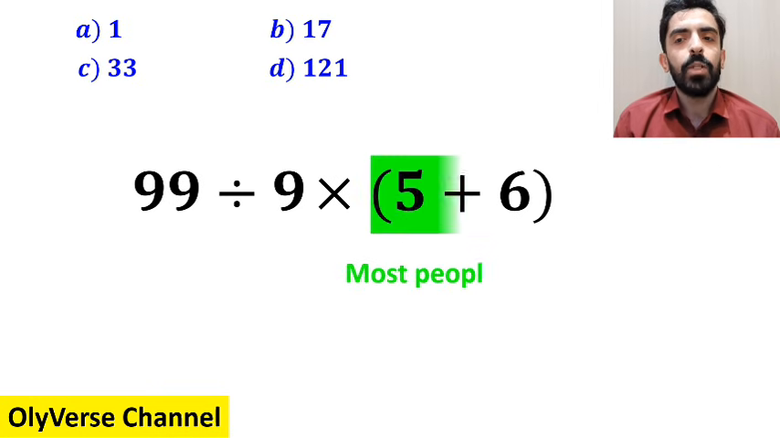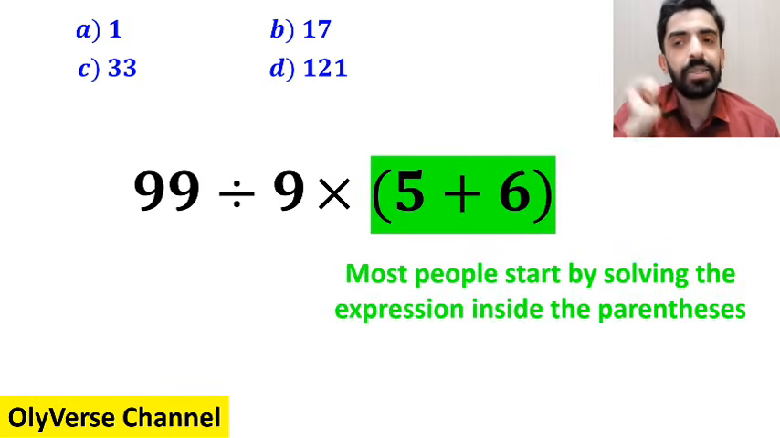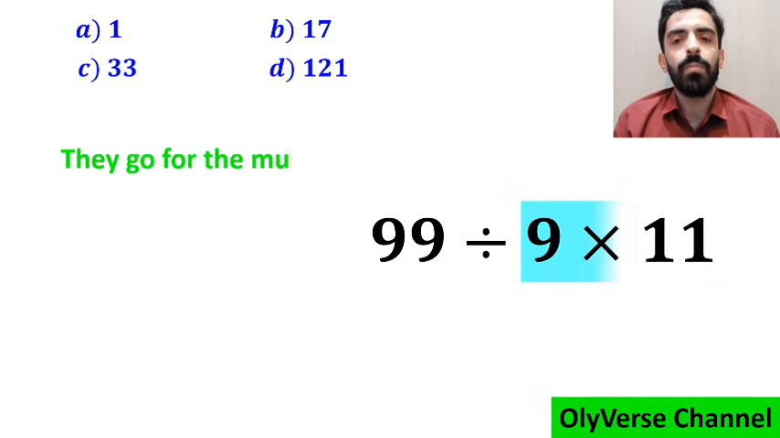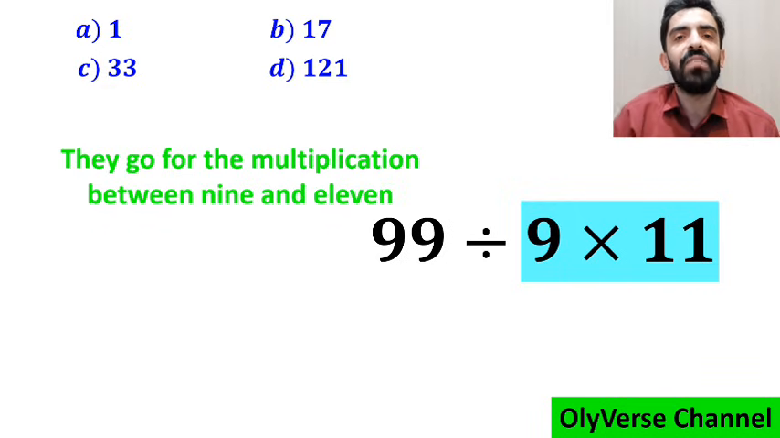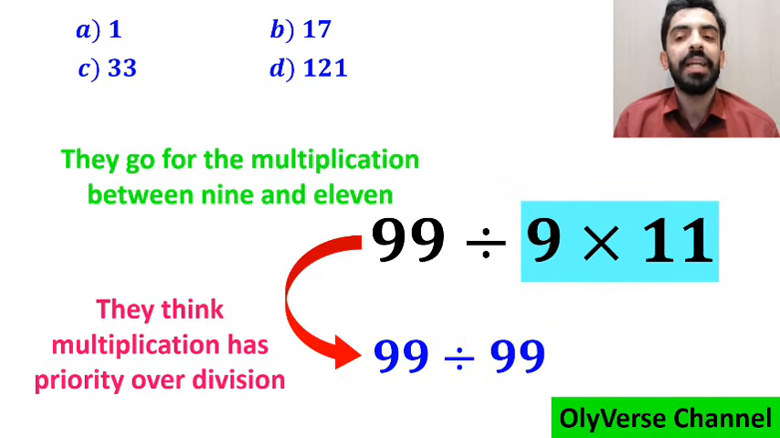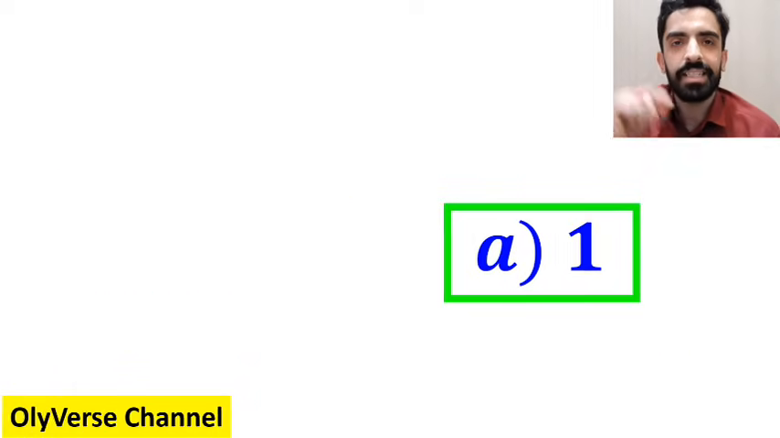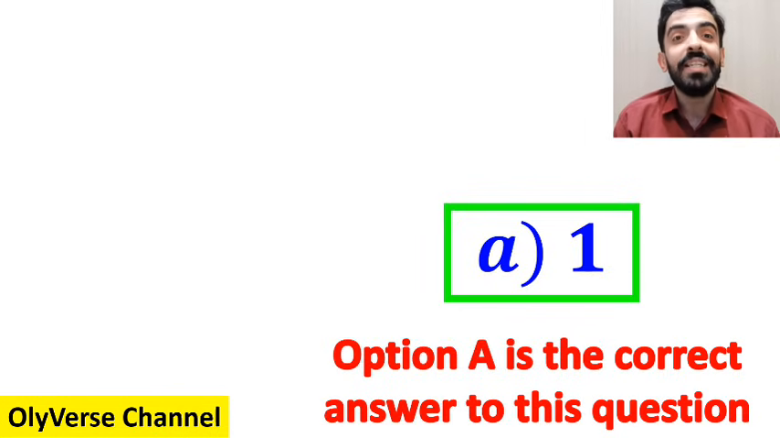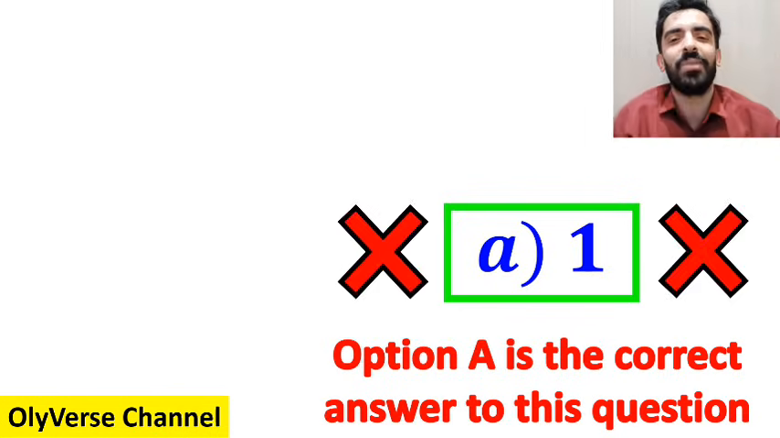And the first step, most people start by solving the expression inside the parentheses and replace it with 99 divided by 9 multiplied by 11. And the next step, they go for the multiplication between 9 and 11 because they think multiplication has priority over division. So, this expression simplifies to 99 divided by 99, which finally gives them the answer 1. And immediately, they quickly say that option A is the correct answer to this question. However, this answer is absolutely wrong.